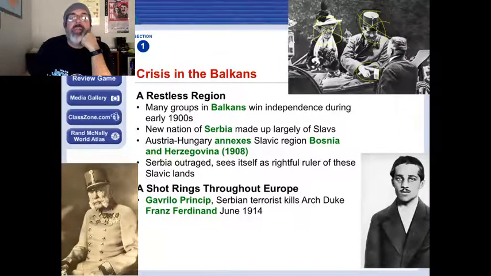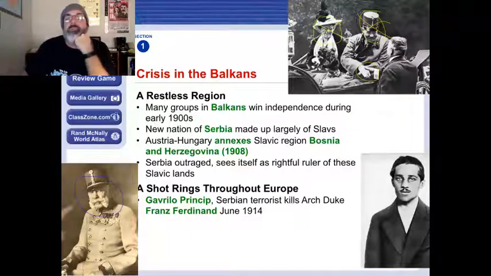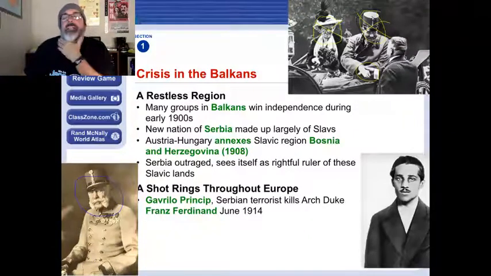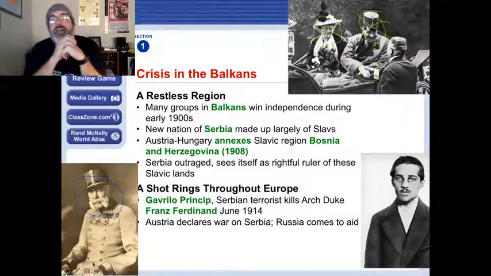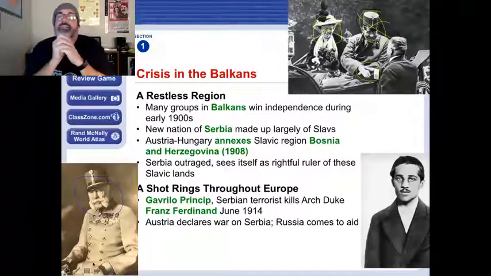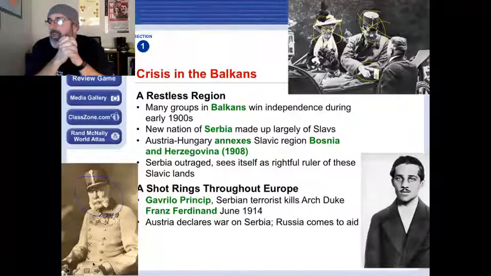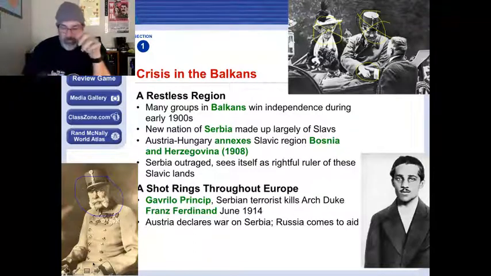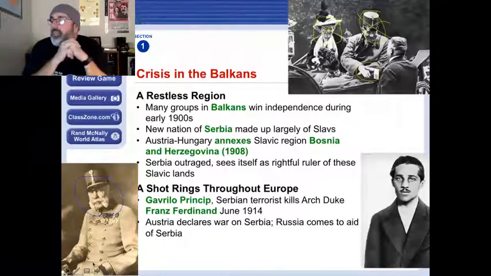So the emperor, Franz Joseph, is very angry, and for reasons we don't need to get into that much, he declares war on Serbia, because he knows that they're behind, or at least Serbian terrorists were behind the death of his nephew and his wife. And so Austria declares war on Serbia. This is in June 1914. And Russia then, which is also a Slavic country, comes to the aid of Serbia.